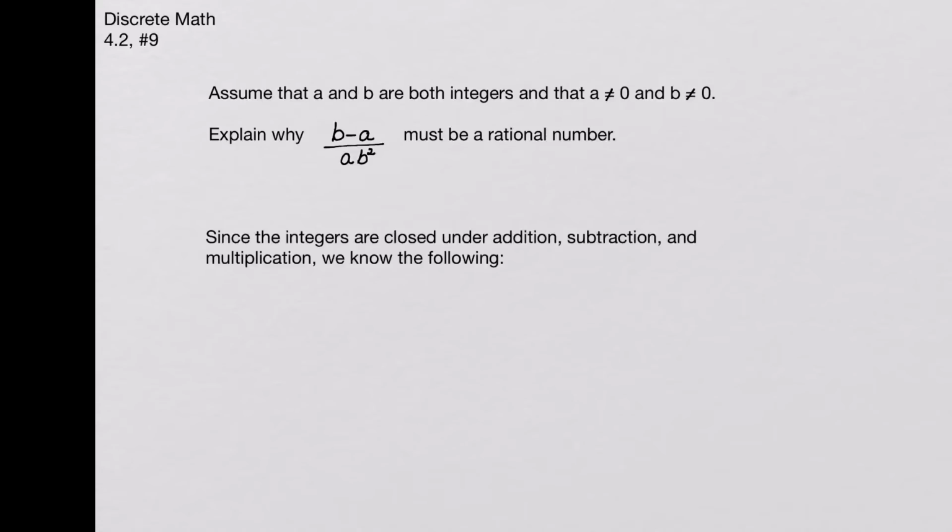And what we know is, since the integers are closed under addition, subtraction, and multiplication, that tells me that we know the following things. So, first one is that b minus a must be an integer. And here's one way to write that instead of having to write it all out in words. So b minus a is an element of the set of integers, and this is because of them being closed under subtraction.